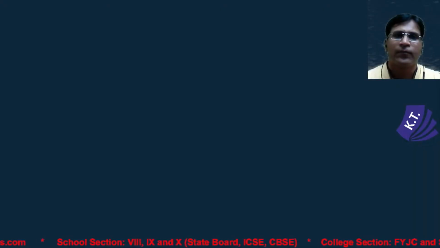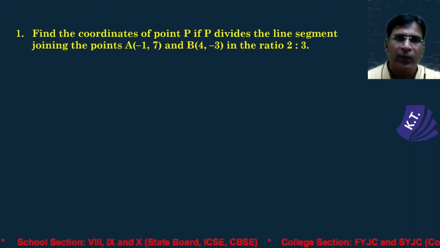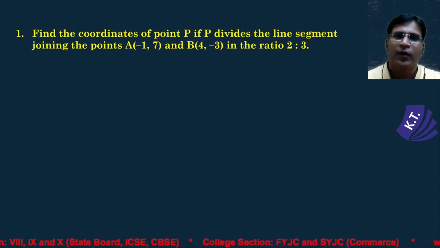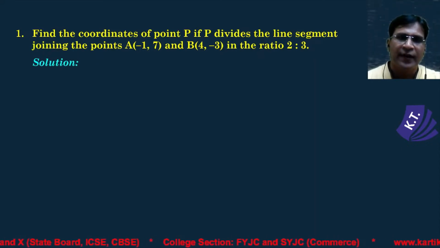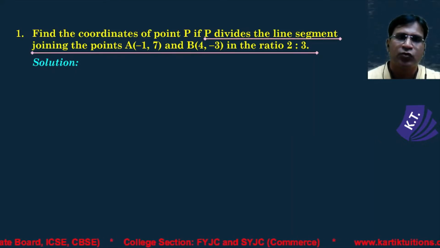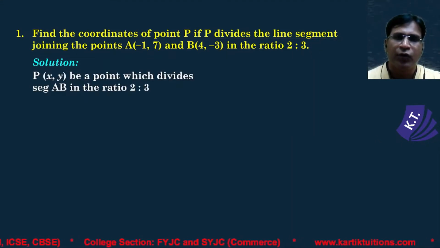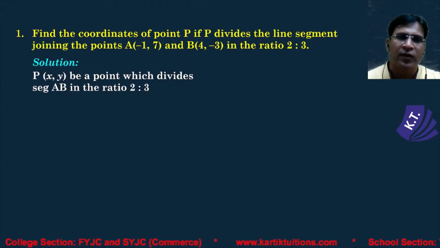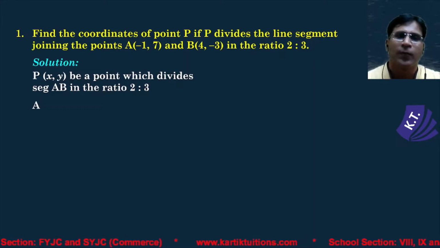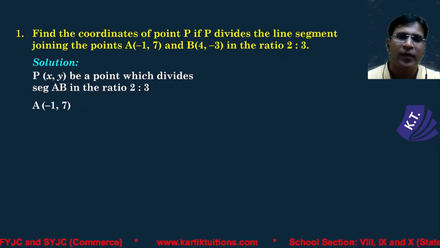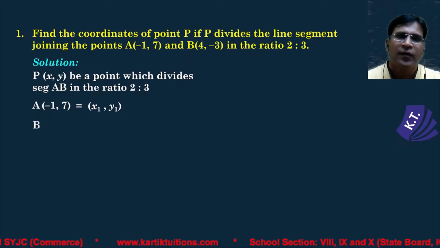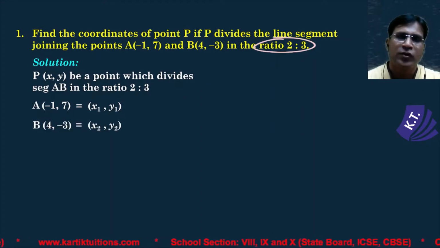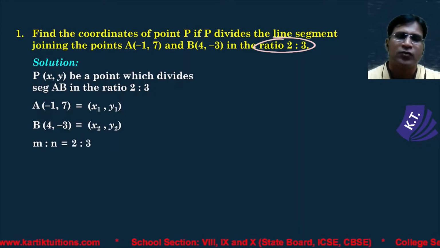Let's have a look at one sum. Find the coordinates of point P if P divides the line segment joining the points A and B in a ratio 2:3. Now see here, the point P is dividing the segment AB in a ratio 2:3. Point P coordinates we don't know, so we have taken it as x comma y, and the ratio is 2:3. So in other words, our m:n is 2:3. Now A coordinates, that is -1, 7, will become our x1, y1. B coordinates, that is 4, -3, is our x2, y2. And the ratio 2:3 is m:n.